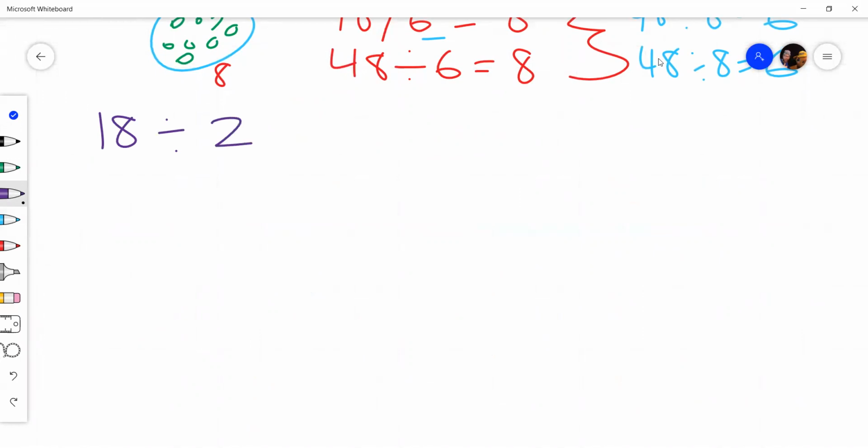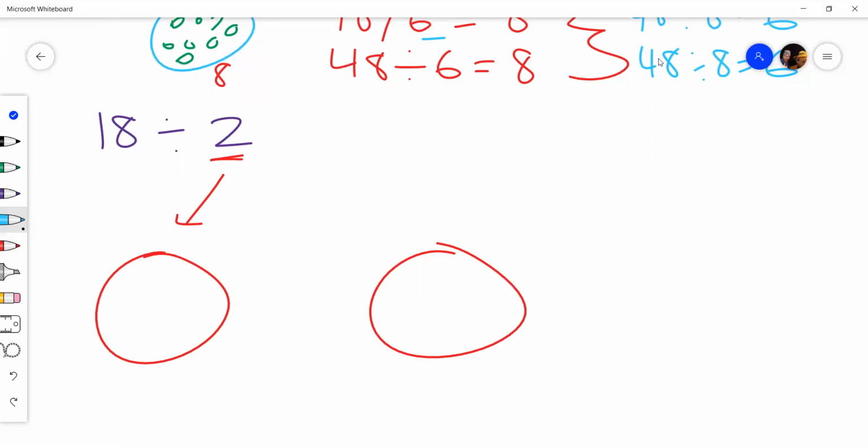Okay, so remember, here's my groups. So I can just make 1, 2 circles. And now we're just going to start putting 18. So 1, 2, 3, 4, 5, 6, 7, 8, 9, 10, 11, 12, 13, 14, 15, 16, 17, 18.